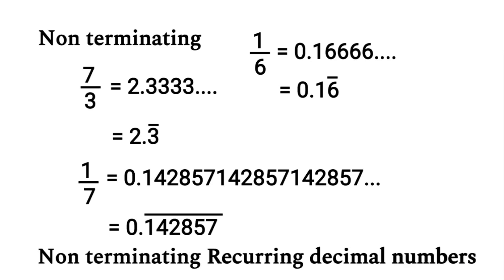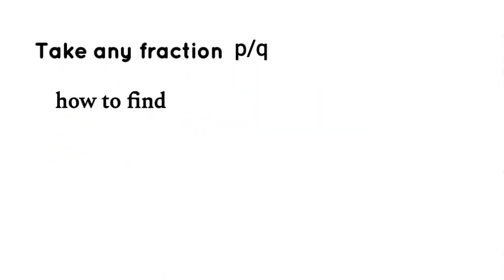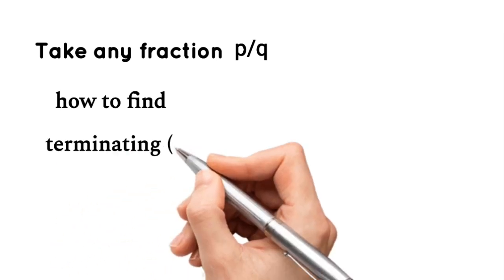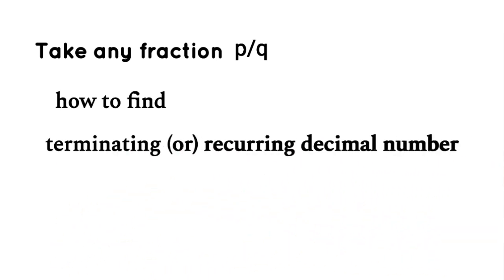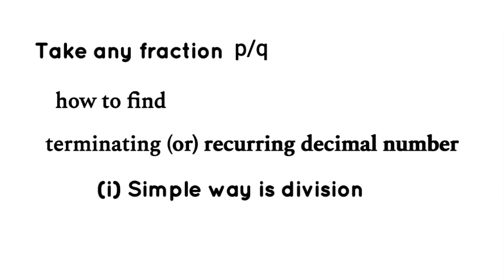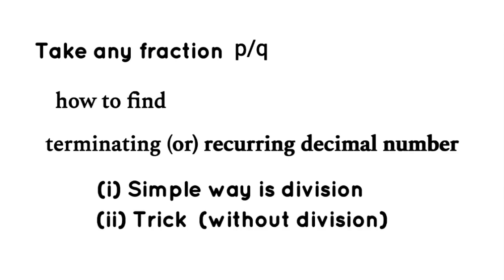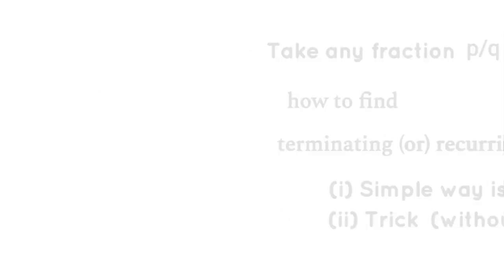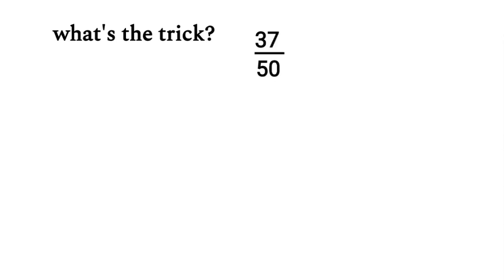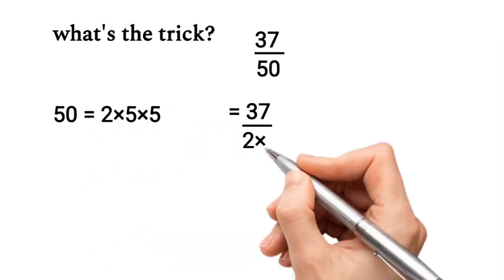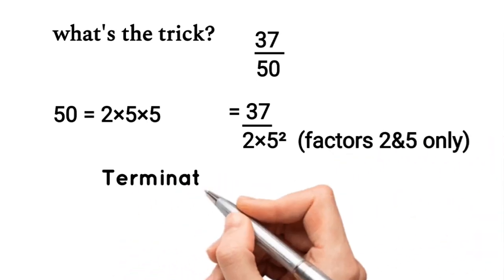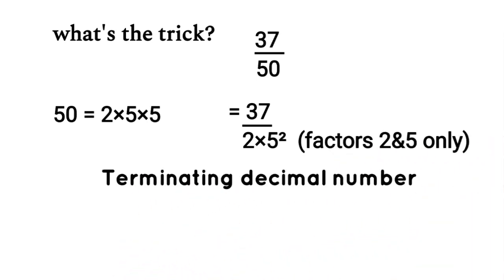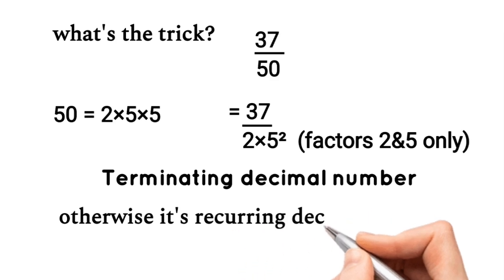On dividing by the denominator, the remainder is never 0, and the digits in the quotient keep repeating. If you take any fraction, how do you determine that on division you are going to get a terminating decimal number or a recurring decimal number? The simple way is to actually do the division, but there is another trick where you don't need to divide. Now, what's the trick? Look at the denominator, and if the denominator has factors of 2 and 5 only, then you are going to get a terminating decimal number. Otherwise, it's going to be a recurring decimal number.